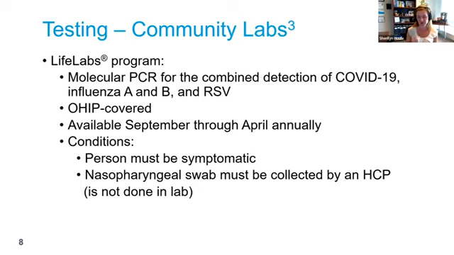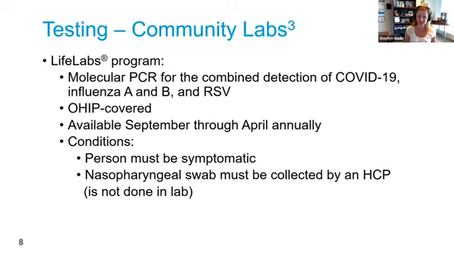And the nasopharyngeal swab that is being tested has to be collected by a healthcare professional. It is not something that's done in the lab. So it's not the type of thing where somebody gets a requisition, goes to the lab, and the entire testing process is done at the lab. They need to have the actual swab done by a healthcare professional, and then the sample is shipped off to the lab.